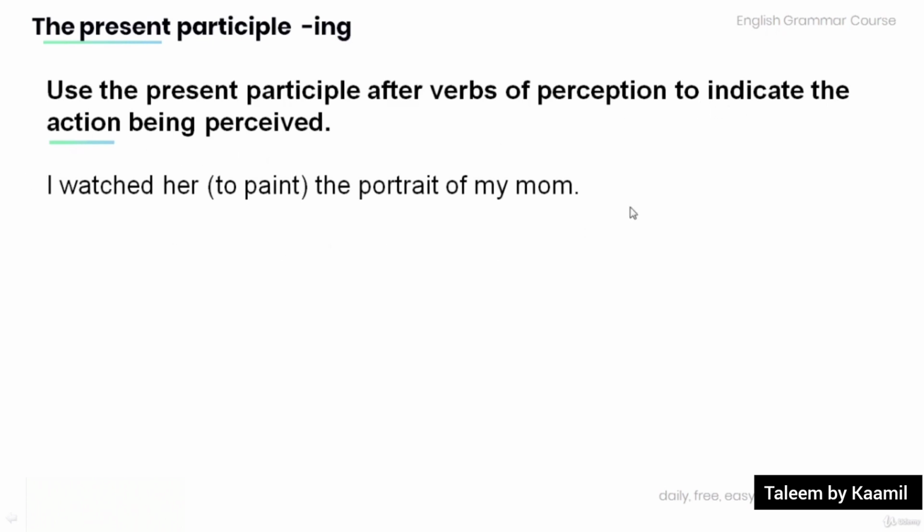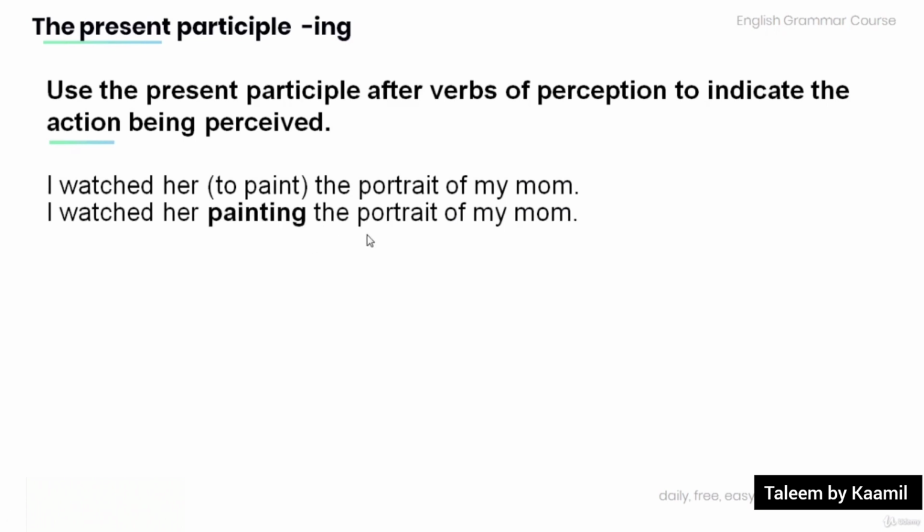Now read the following sentence and provide the present participle form of the verb in the bracket. I watched her to paint the portrait of my mom. I watched her painting the portrait of my mom.